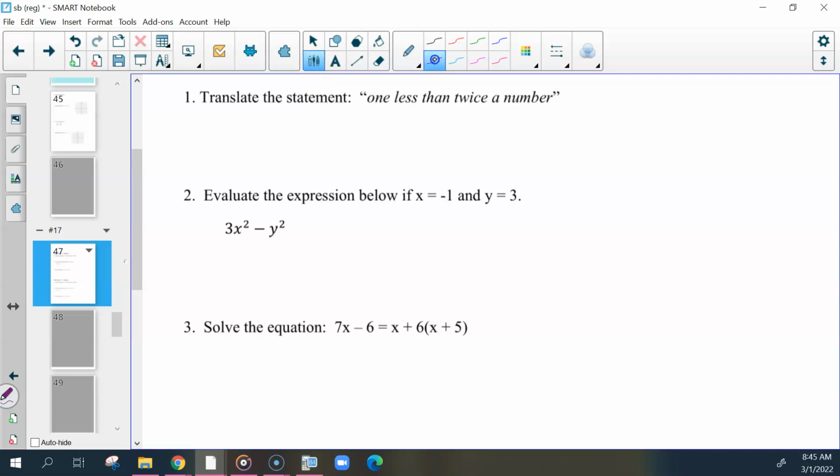Number one: less than twice a number. How would you write that here? 2 minus 1. You could have put a different variable, and it doesn't have to be yours.